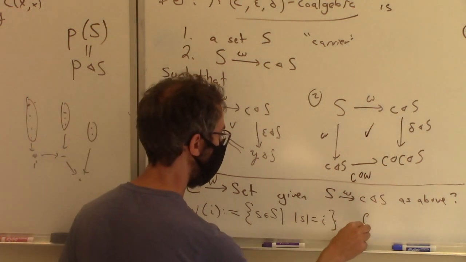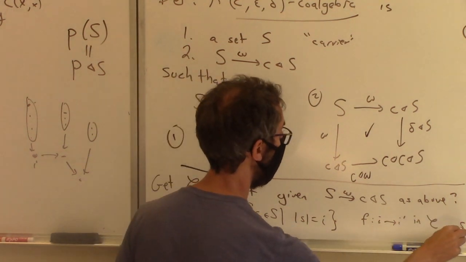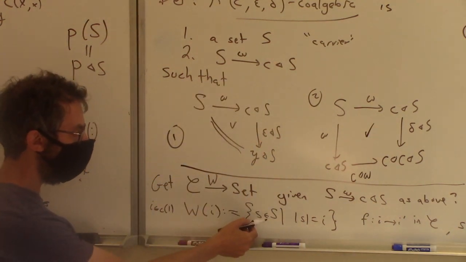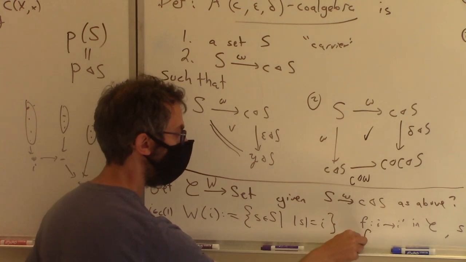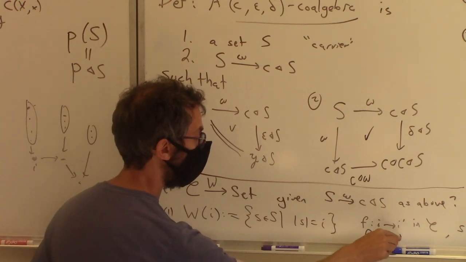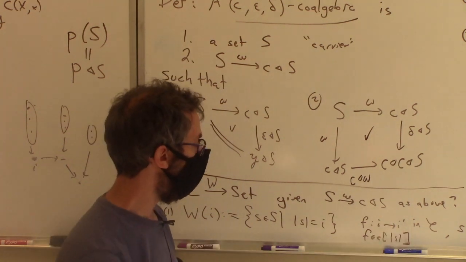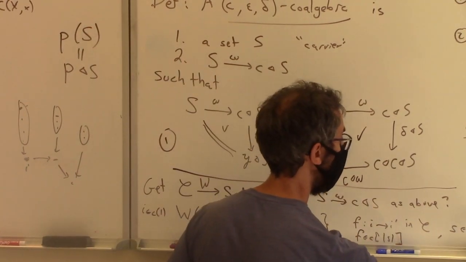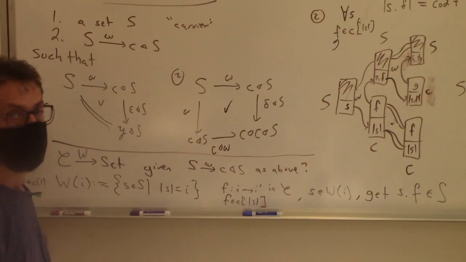And then if I have F taking I to I prime in C, and I have S in W of I, okay, I need to get an S prime in W of I prime. So how do I do it? Well, I have an element F in C bracket S. I have some F outgoing from that object in C. So I can apply it: S dot F. And that's a new element of S. And that's what I needed.